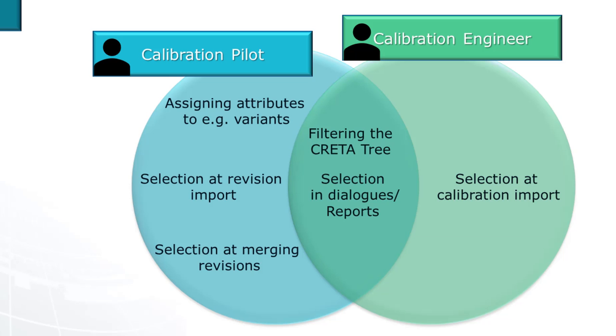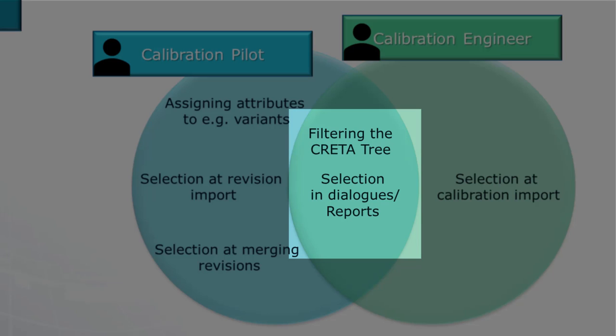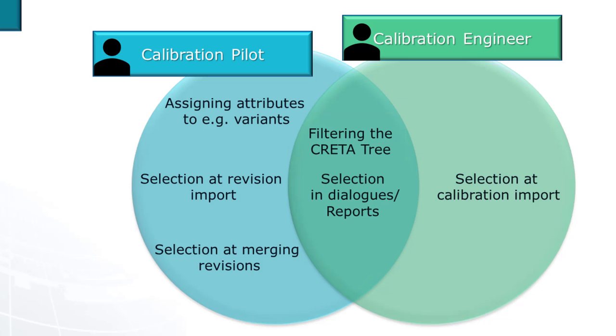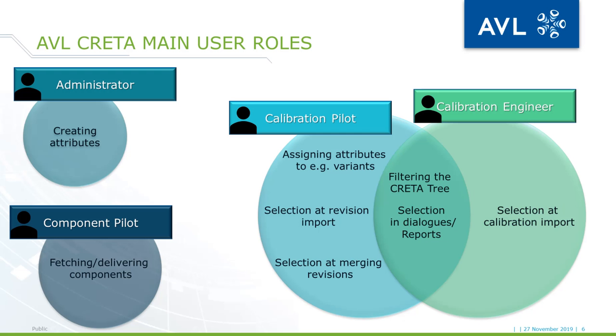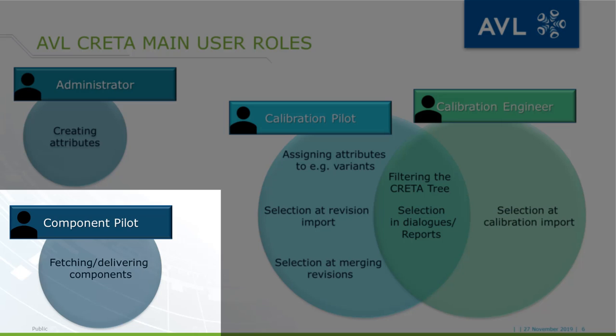On top of these functions, both pilots and engineers can benefit from filtering the Creta tree and filtering in dialogues with the support of attributes. It is important to mention that our team works in an agile way and we are continuously developing these functions to make Creta even better. So far, we only discussed working in the Creta project space. However, Creta has another role named Component Pilot, responsible for the assigned component project. Attributes are needed for working with components in Creta, which is to be discussed in another video.